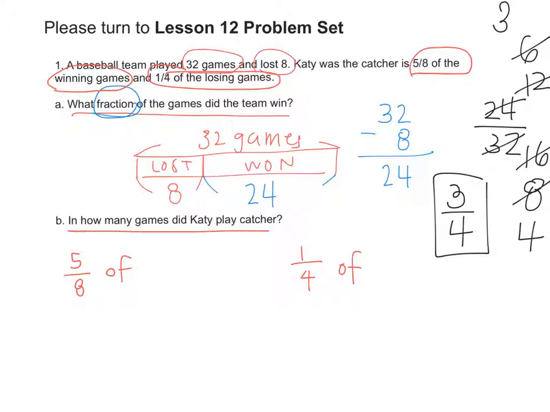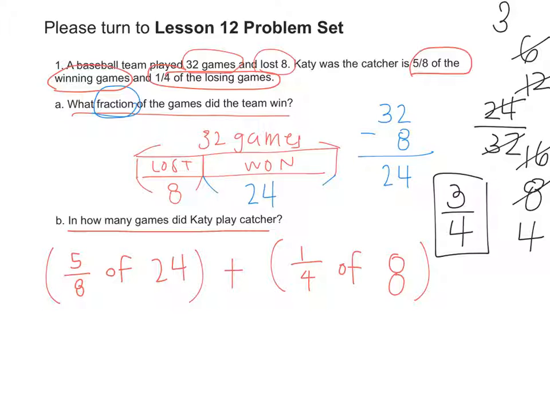So what number of games did they win? 24. So was Katie catcher for 5/8 of 24? She was a catcher for 5/8 of those 24 games, right? So let's write that, 5/8 of 24. And then she was also the catcher for 1/4 of the times that they lost, which is how many times total? 8. So she was catcher 1/4 of 8 times. So we're going to have to find out what 5/8 of 24 is and add that to 1/4 of 8. Does that make sense? Okay.